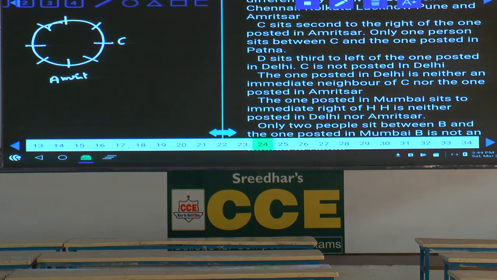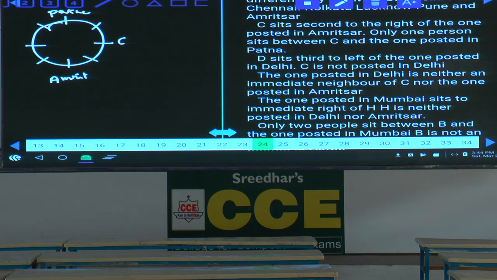Now the person who was posted in Patna is not in the clockwise direction of this C, because then Patna and Amritsar must be in the same place. Hence the person from Patna must be opposite to the person from Amritsar. There is only one person between C and Patna.